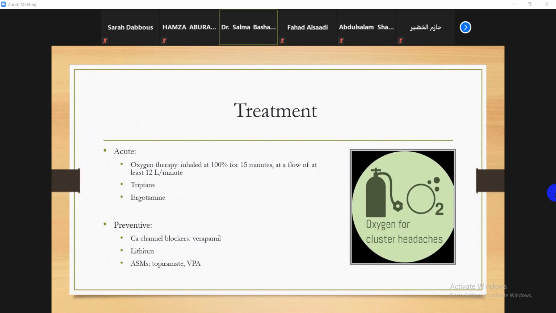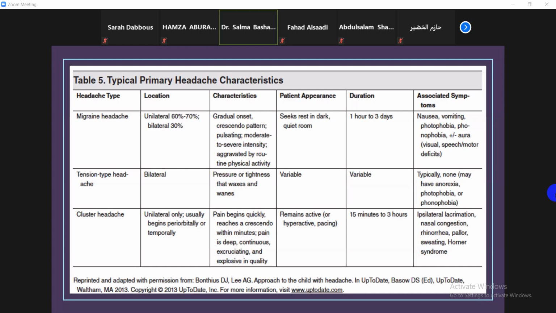So to summarize everything in this nice table, migraine versus tension versus cluster headache. Migraine, most patients unilateral, but can be bilateral. Tension is bilateral, and cluster almost always on one side, and it doesn't switch sides. Migraine, moderate to severe intensity. Tension is mild to moderate, and cluster is very severe in intensity.